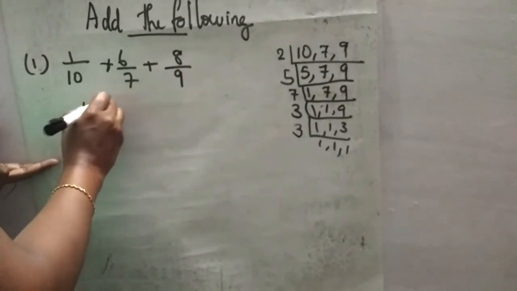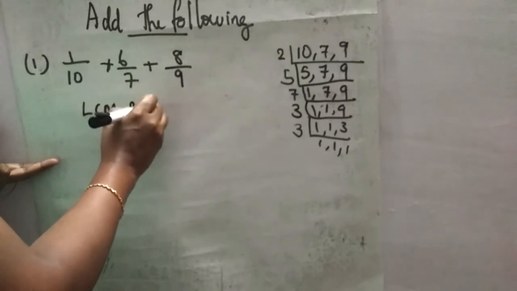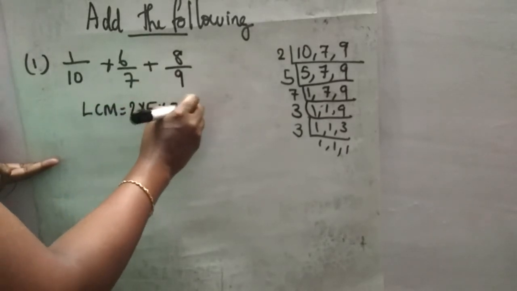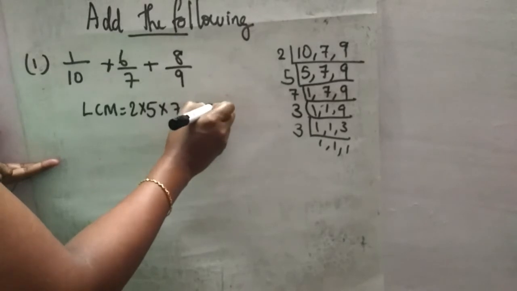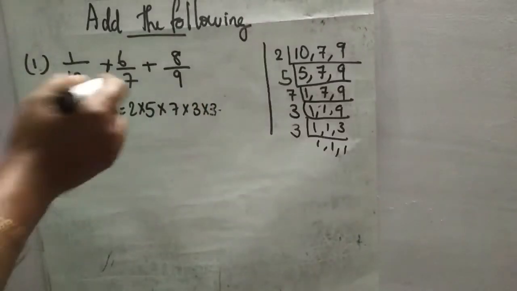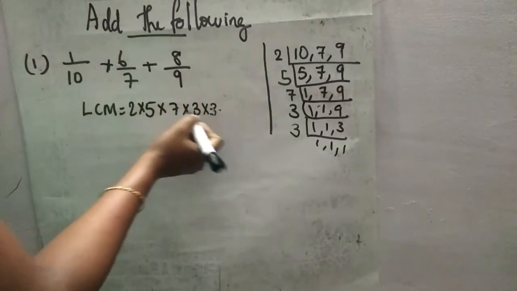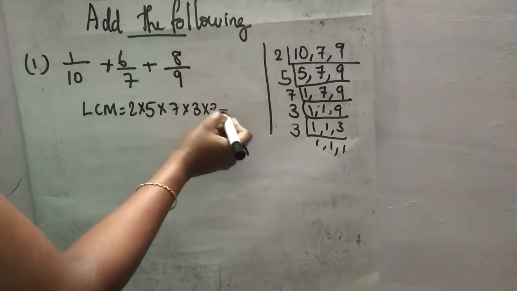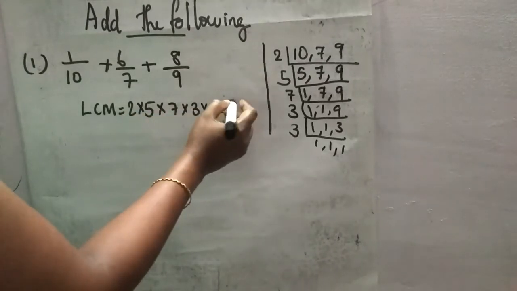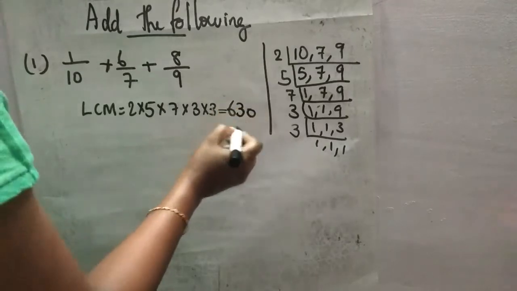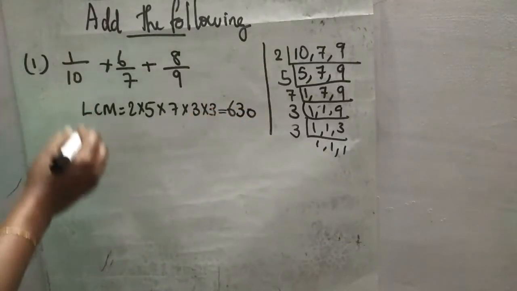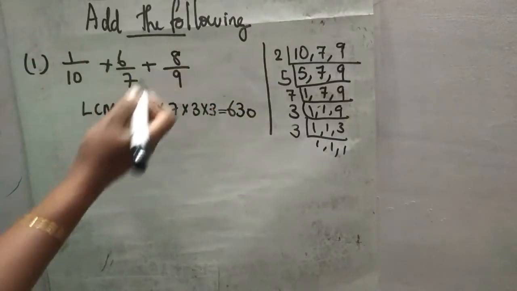Now, LCM is equal to 2 into 5 into 7 into 3 into 3. Get LCM. 3 3s are 9, 9 7s are 63, 5 2s are 10, 10 into 63, 630. So you get LCM 630. Now convert these fractions into like fractions.